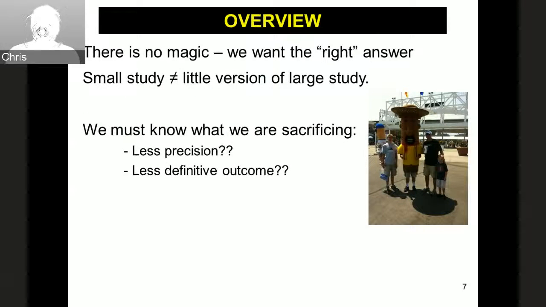So in general, we have to keep in mind that there's really no magic wand. There's really no simple fix. We want to get the right answer. And it's important to keep in mind that small studies are not mini versions of large studies. And often we have to make some very difficult choices because of limitations in small studies. I'll further illustrate that in a few minutes, but we have to know what we're sacrificing. And it's important to have those conversations up front.